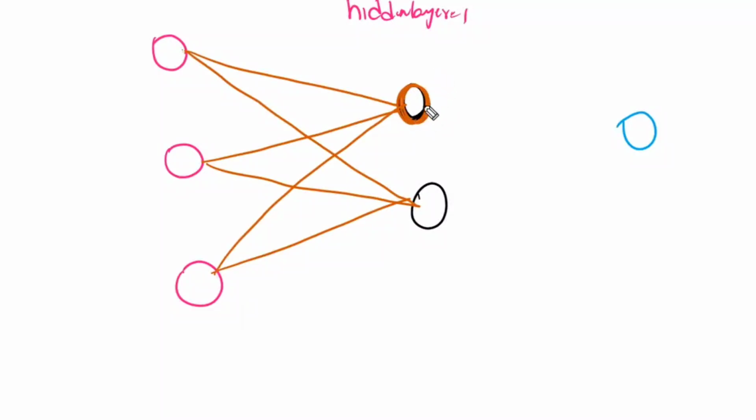Now what is the network of this neuron? How many neurons has it got connected to? 3 neurons. From 3 neurons, it is going to take the information. From this neuron, it will collect the information. From this neuron, it will collect the information. From this neuron, it will collect the information. From 3 neurons, it will collect the information and it will process that.